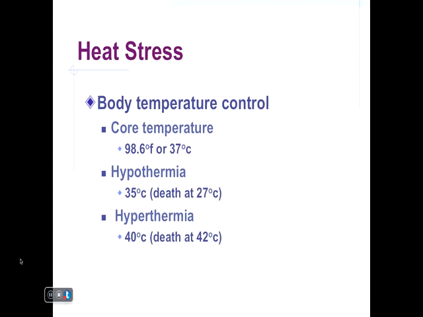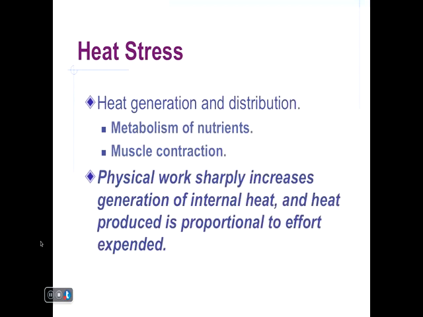First of all, the core body temperature is maintained in a very narrow range. It's usually 98.6 degrees Fahrenheit or 37 degrees Celsius. And if you get into conditions where the temperature drops a little bit, it's called hypothermia, and death can occur at 27 degrees Celsius. Or just a few degrees over the core temperature, you can get into a condition of hyperthermia, where death can occur at 42 degrees Celsius.